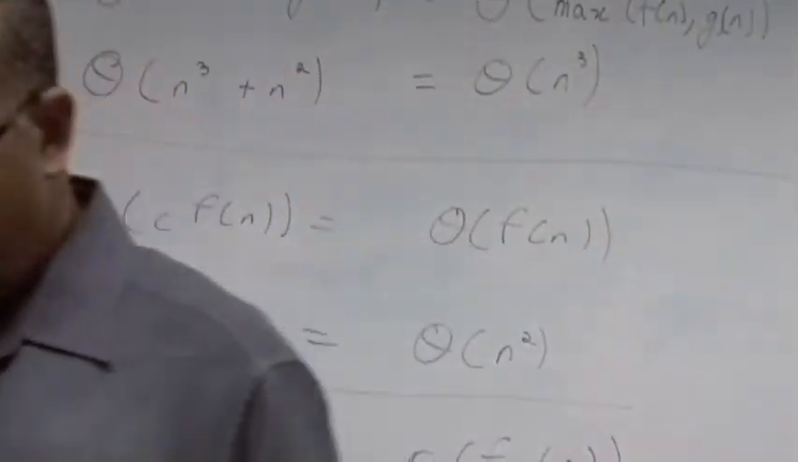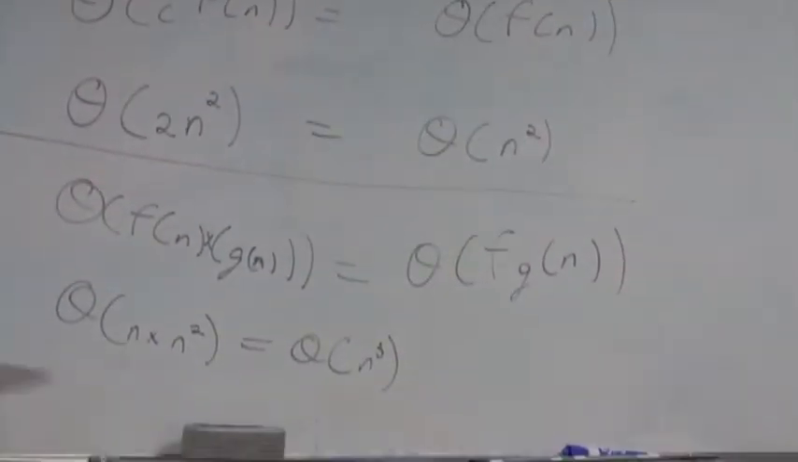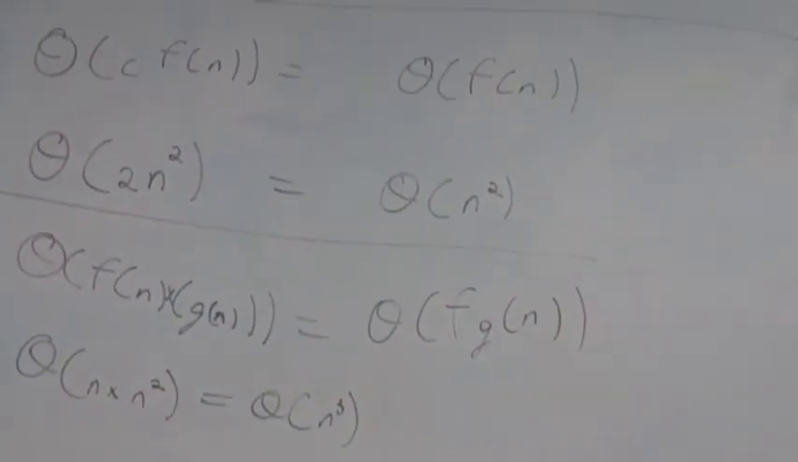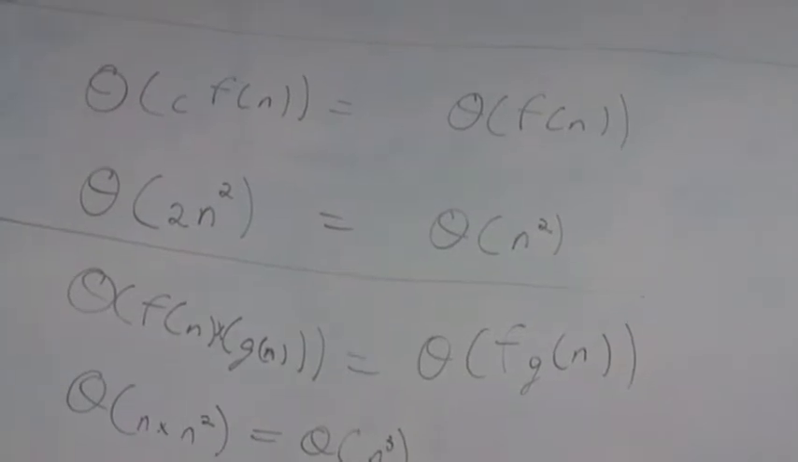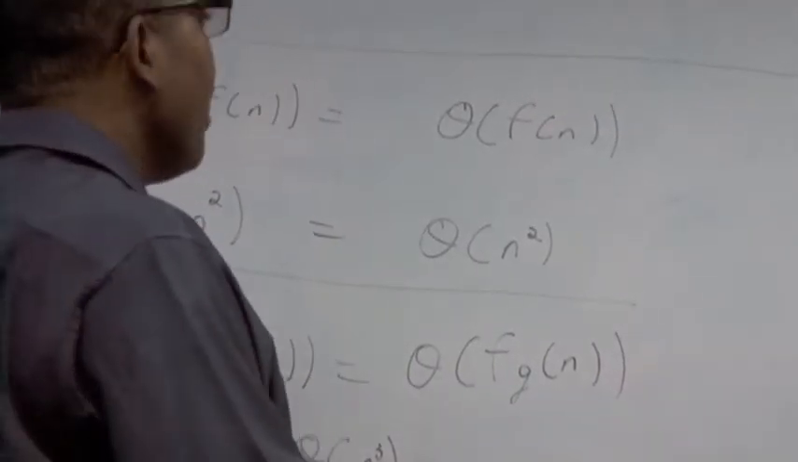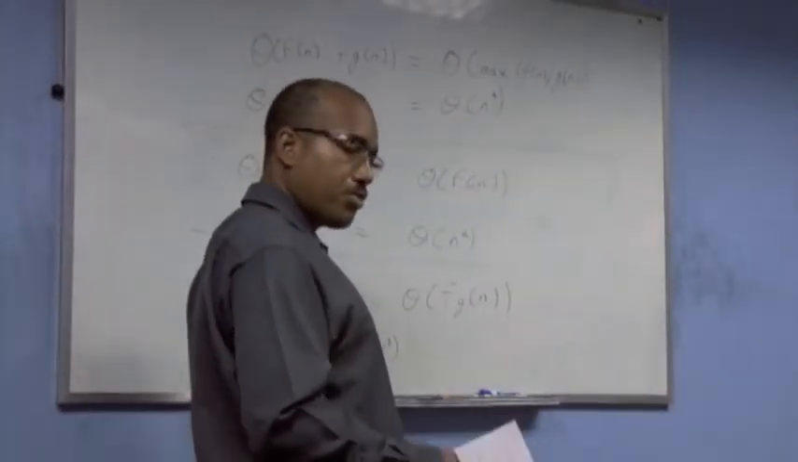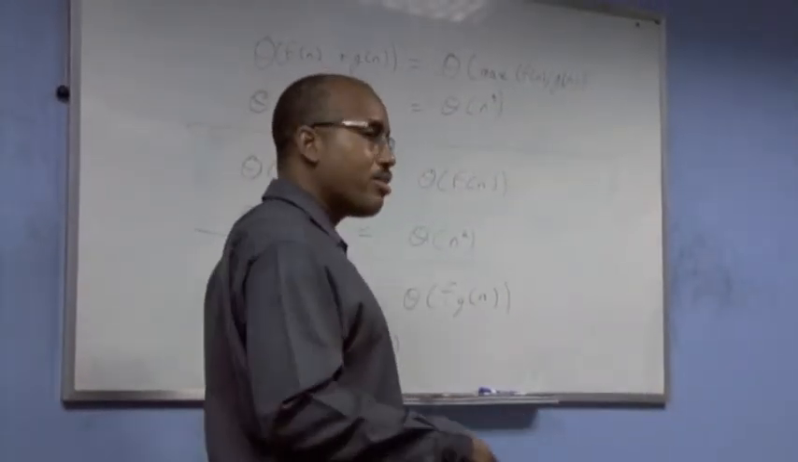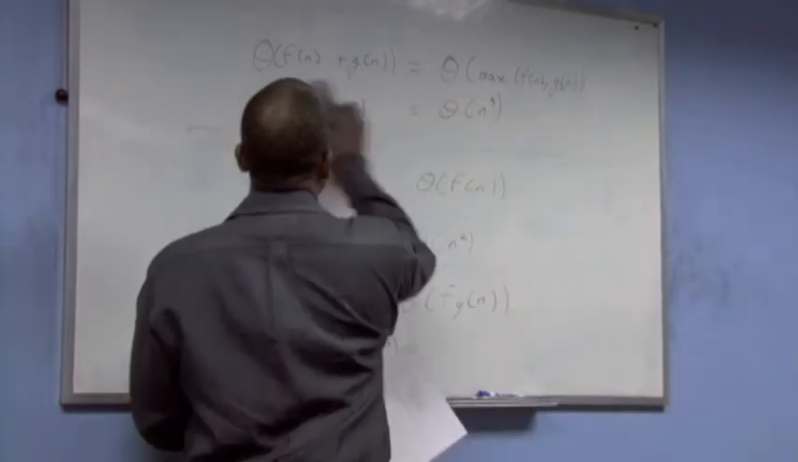Alright, so we're going straight into the tutorial now. For the first question, we are asked to state whether or not a particular relationship is true or false. If it's true, we need to prove it. If it's false, we prove that it's false by giving an example that shows that it's false.